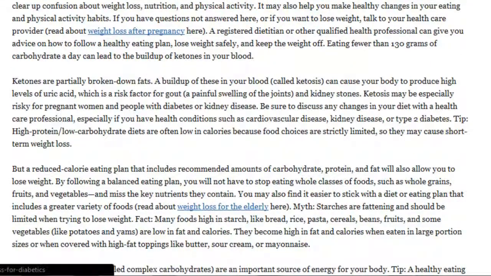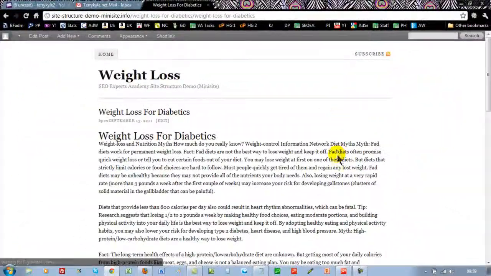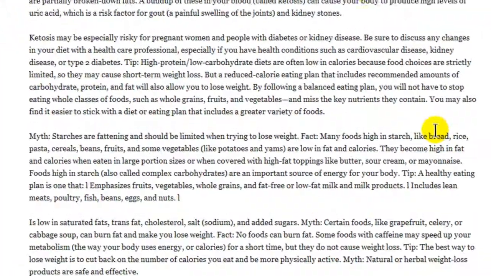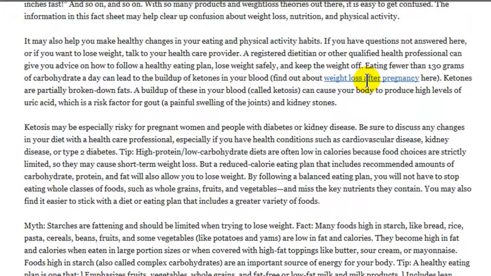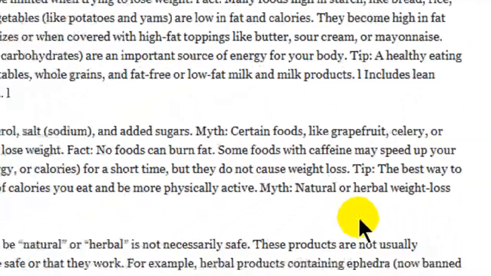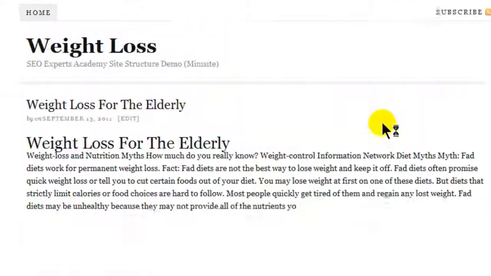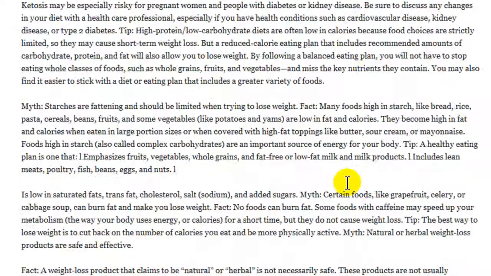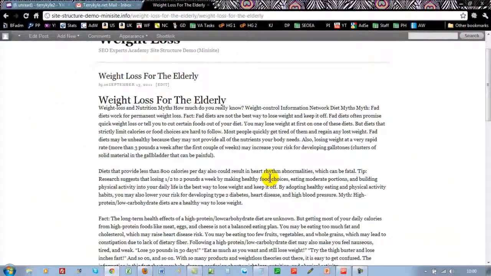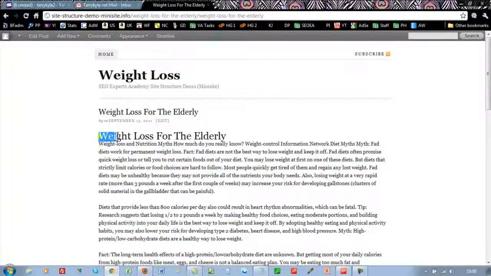If we click on any of these links and go to one of those inner pages, what you'll see, as I discussed on the whiteboard, is that these pages also have a couple of links going to other inner pages as well. So here we've got find out about weight loss after pregnancy here, and notice it's only the keyword that's linked, not that whole instruction there. Read about weight loss for the elderly here, and if we go to that page, you'll see again we've got contextual links in there, and that's forcing the search engine bots to crawl around your whole site and keep associating these pages with relevancy for this particular term, weight loss for the elderly, or all of the other pages.